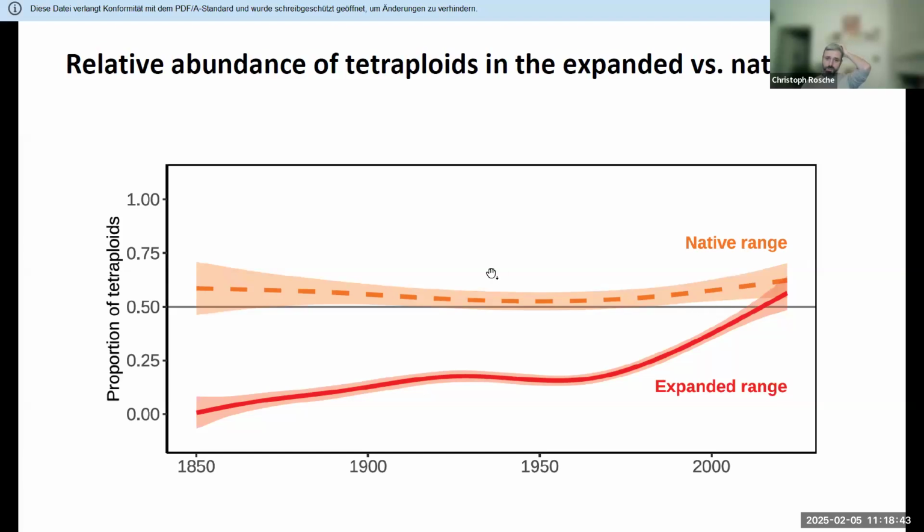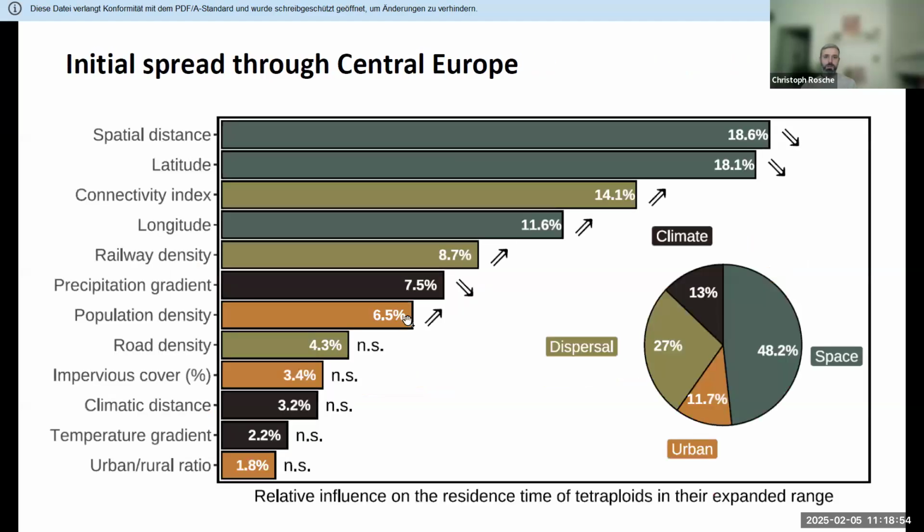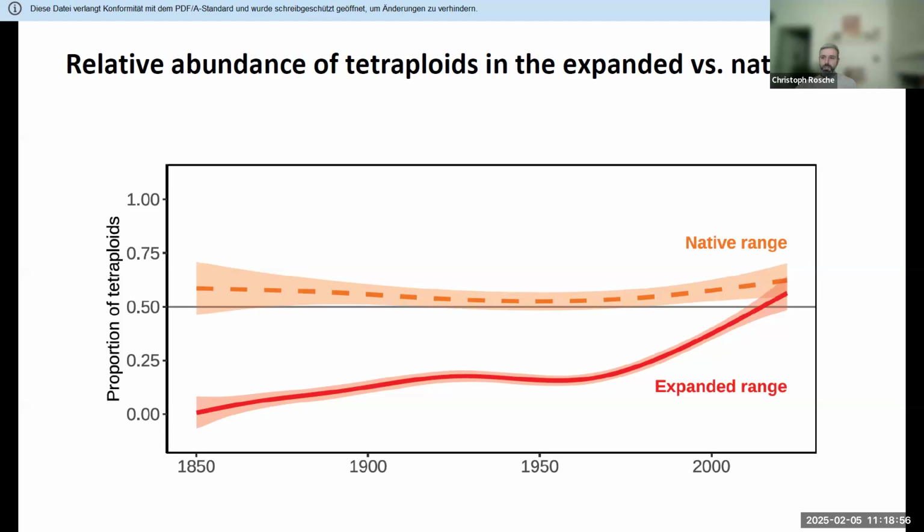So in the native range, there was no significant change over time. We've seen in the dashed line, the proportions of tetraploids remain stable at around 50%. But in the non-native range, in the expanded range, we see significant temporal changes. Tetraploids started at 0 with a slow spread between 1850 and around 1920. And after that, the frequency of tetraploids remained stable for a while, and then again increased exponentially, and is now just reaching over 50% in the expanded ranges.